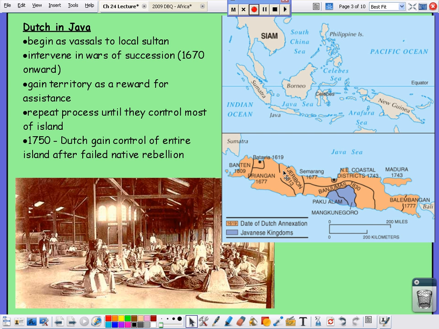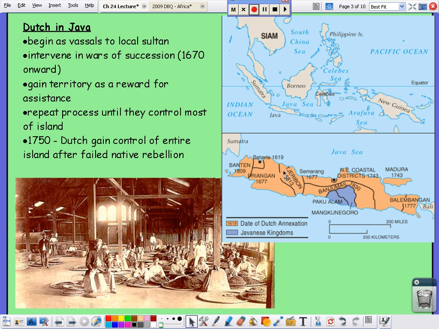All right, so we good with case study number 1. Dutch take control of Java. Slowly, over time. And what's their biggest edge? Firearms. Yes, Nick? Is the date for that thing underneath it 1750 correct?